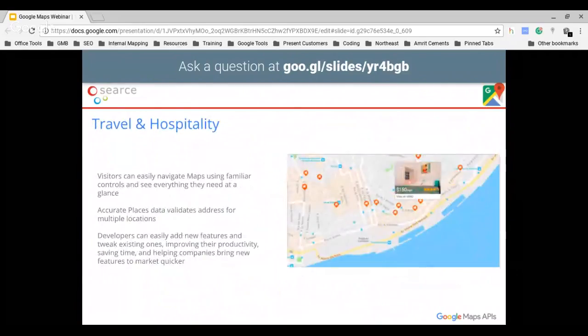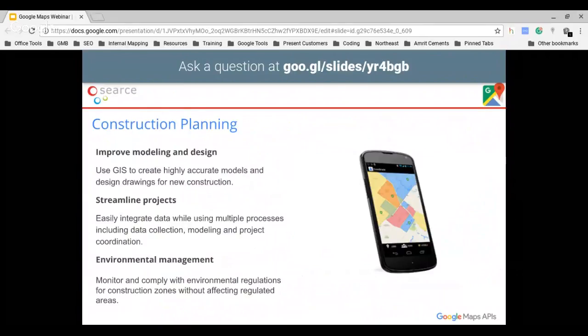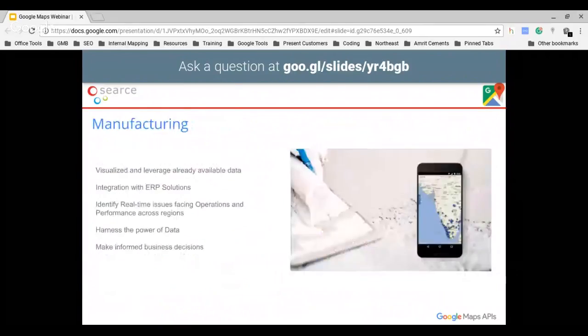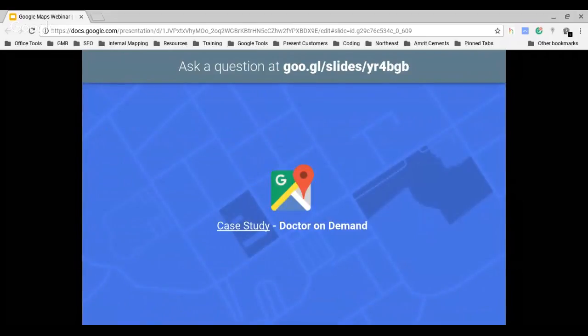Then we have travel and hospitality. So if you go to tripping.com, they're using Google Maps extensively. We have construction planning, we have utilities and government, manufacturing, and so on, right? So these are the few use cases that I wanted to discuss with you.